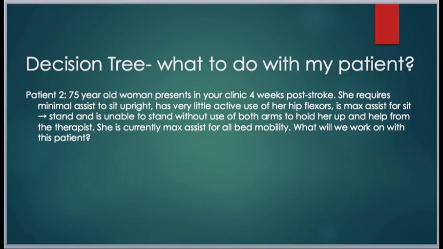Now let's discuss patient 2. Patient 2 is a 75-year-old woman presenting in your clinic 4 weeks post-stroke. She requires minimal assist to sit upright. She has very little active use of her hip flexors, is max assist for sit to stand, and is unable to stand without use of both of her arms to hold her up and help from you. She is currently max assist for all bed mobility. What will we work on with this patient?